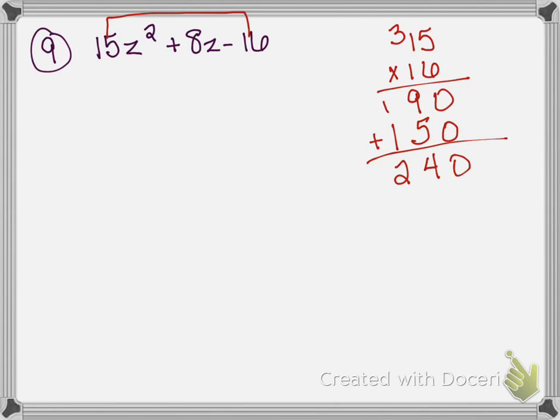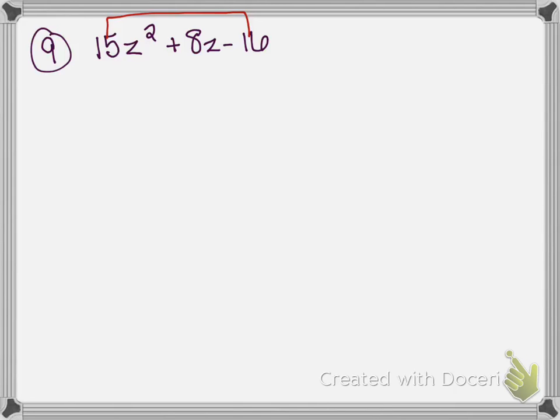Now, is that a positive 240 or a negative 240? It is negative because it's positive 15 times negative 16. Okay, so I have a negative 240. So that means I'm looking for one positive number and one negative number. Okay, what's my sum? Good. Positive 8. So which number is going to have the higher absolute value? Positive or negative? Positive. Good.